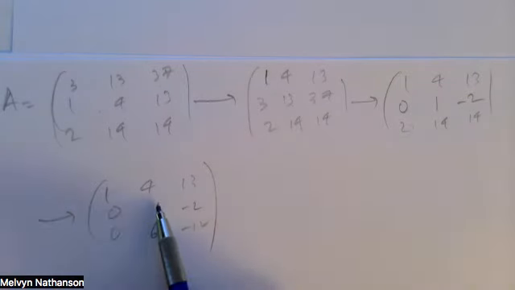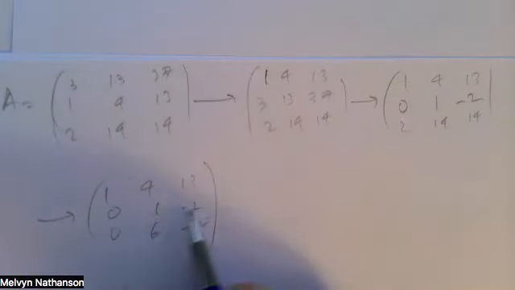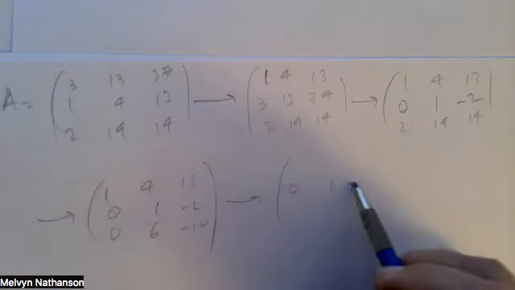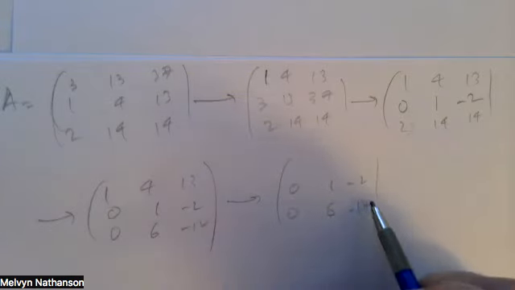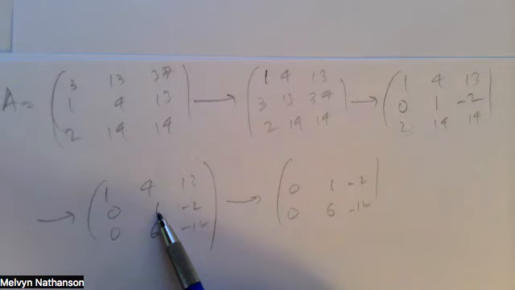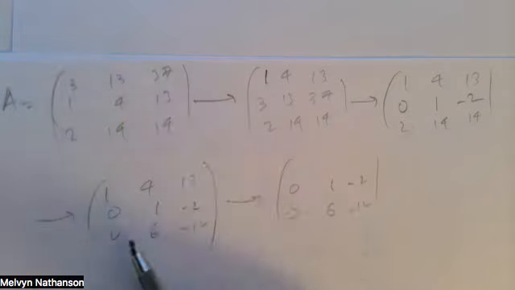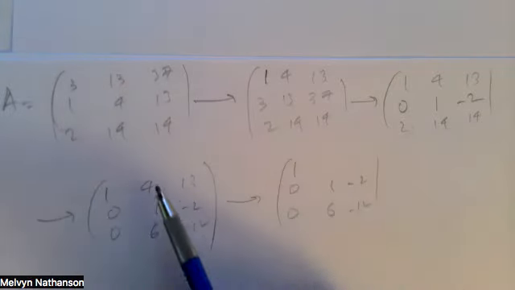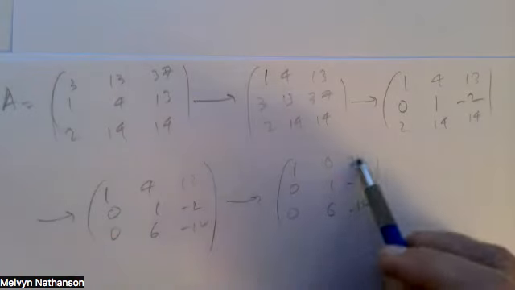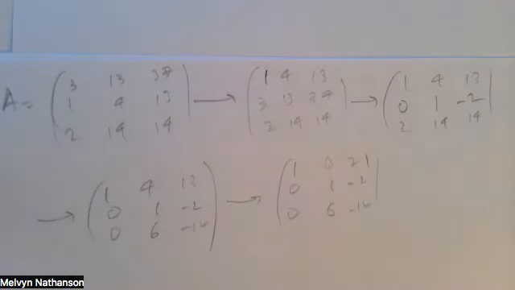So my first row starts with a 1, and in the first column, every other number is a 0. Then I look at the second row. I want this to be a 1. Well, I'm lucky, it already is, so I don't have to do anything to the second row. But I want to get rid of the 4 and the 6. So first I'll get rid of the 4. I'll add minus 4 times the second row to the first row, or the first row minus 4 times the second. 1 minus 0 is 1. 4 minus 4 is 0. 13 minus 4 times minus 2 is 13 plus 8, which is 21. So now I have a 0 here.